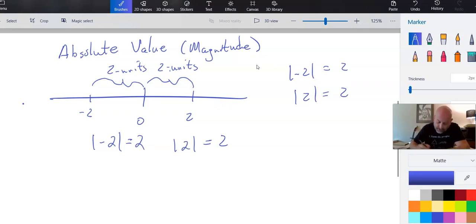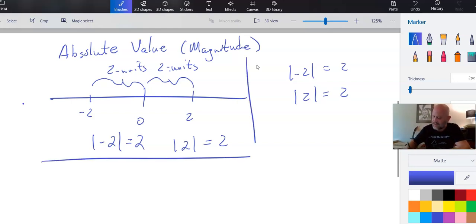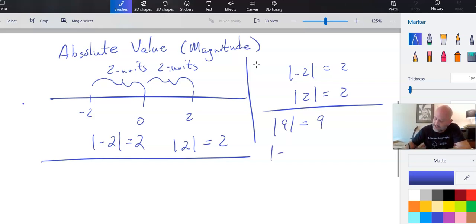Okay, so having seen that, just looking at a couple of these as quick examples, because this isn't the part we're going to spend the time on. If I had the absolute value of 9, that comes out to 9. The absolute value of negative 10 would come out to positive 10.